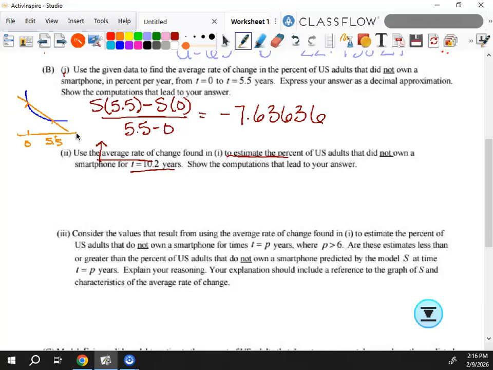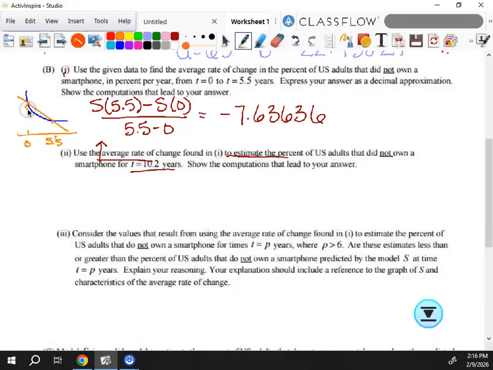But I found the slope of the orange line, because we cannot find an instantaneous rate of change without calculus, and we're not in calculus. So I can't find the average rate of change at 10.2 or at 5.5. I have to be able to do an average rate of change. Now, the closer those two numbers are, the more accurate it is to the instantaneous rate of change, but we'll get to all that later.